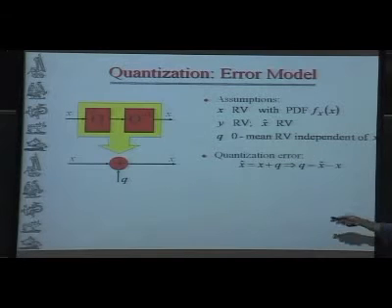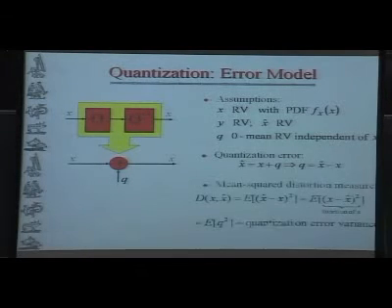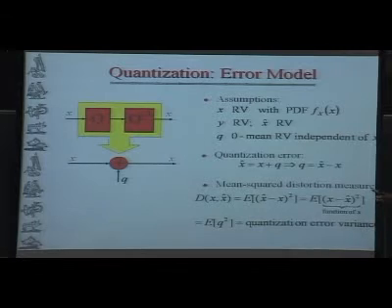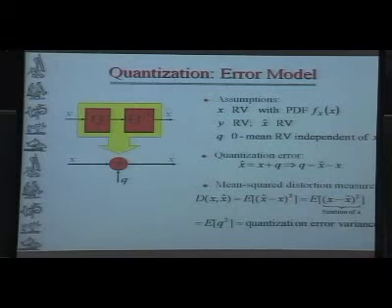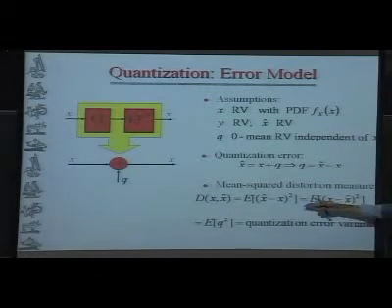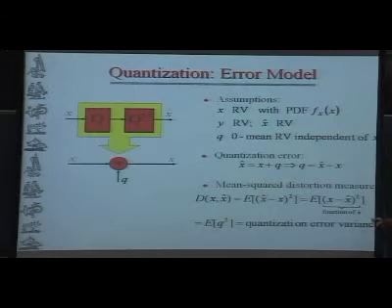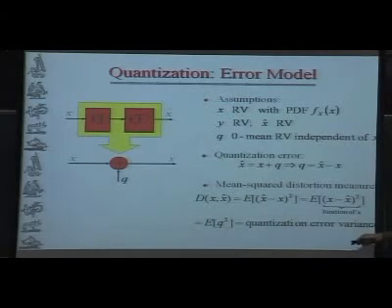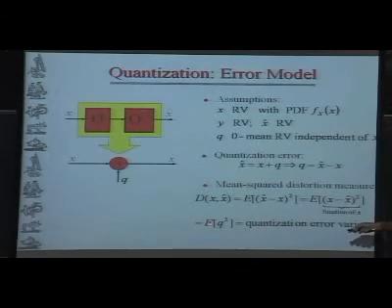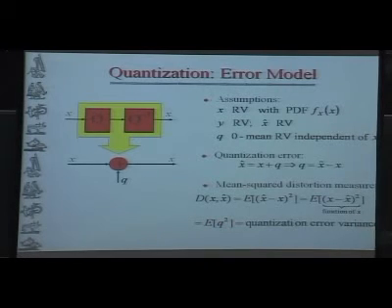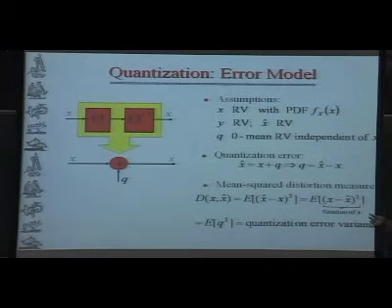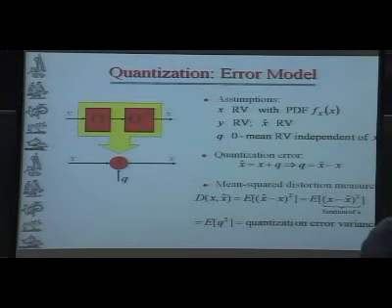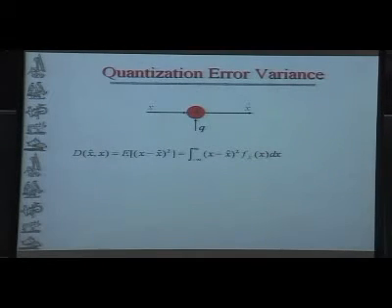Right? So this is the model, and let me write the mean square distortion measure: the expectation of (x hat minus x) squared, which is just the expectation of q squared, and this is a function of x. This is a quantization. So expectation of q squared is nothing more. If you assume that q is zero mean, then it's just the quantization error variance. This is just the variance of the noise.